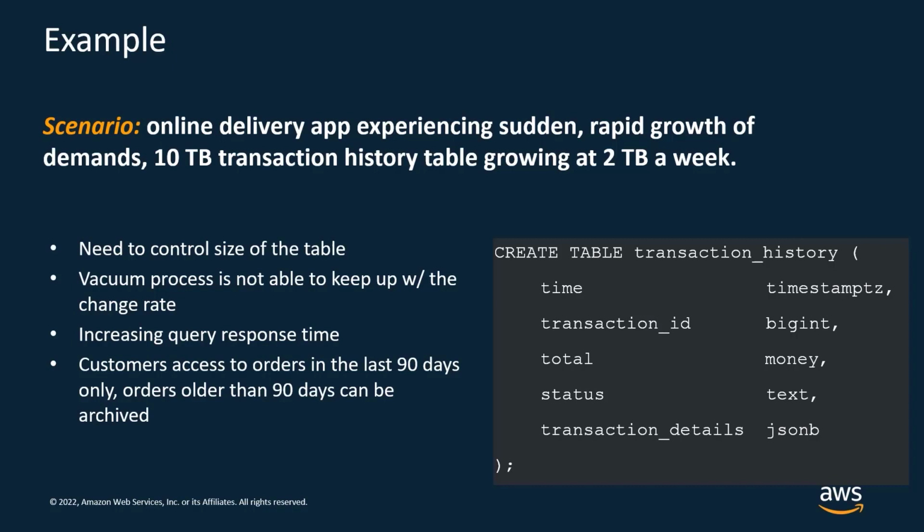Looking at the schema for the transaction history table, there is a time column that records the time of the activity, which is of a timestamp data type. A transaction ID column, a total column that stores the amount of the transaction, and a status column. And there's also a transaction detail column that's a JSON column, and it stores the detail of the transaction.